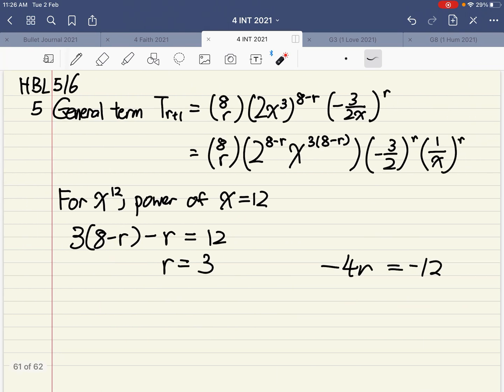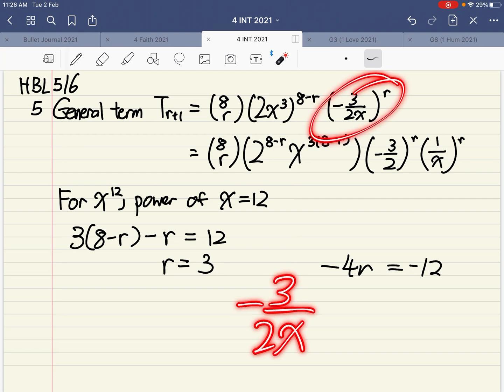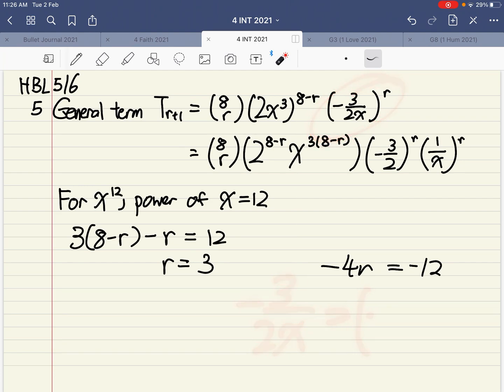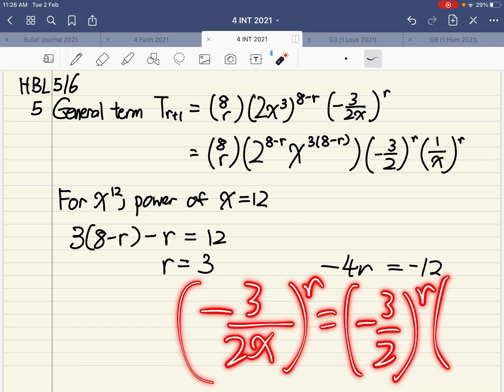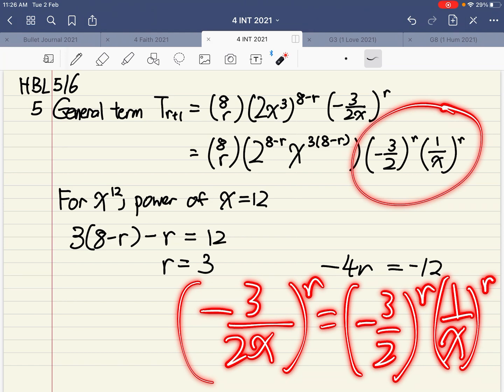Question 5. Same idea here. Now I will just write out the general term. Notice that when I put in my 8 minus r, it'll be 2 to the power of 8 minus r, x to the power of 3, don't forget the brackets, times 8 minus r. In this case, same thing, negative 3 over 2x to the power of r, I can rewrite it as negative 3 over 2 to the power of r times 1 over x to the power of r, which is what I have done down here.